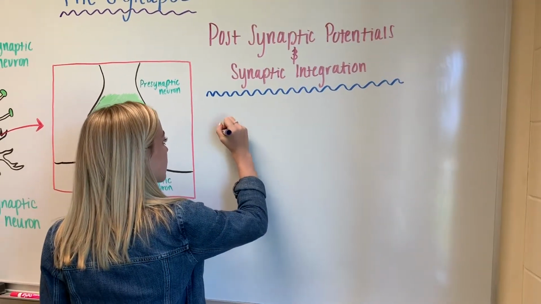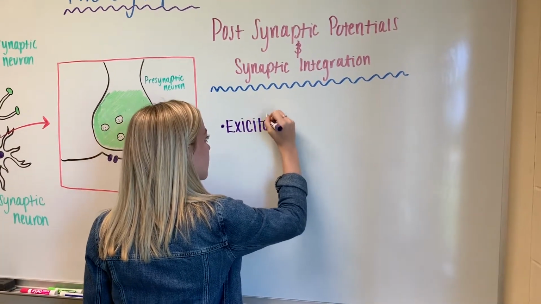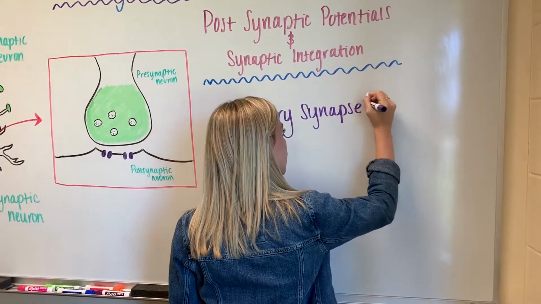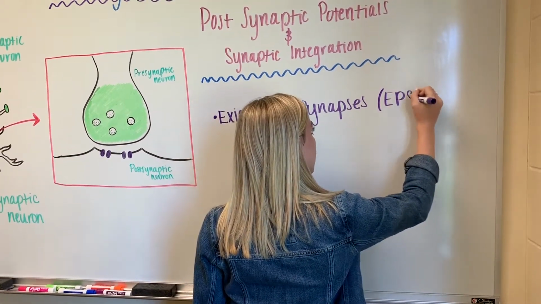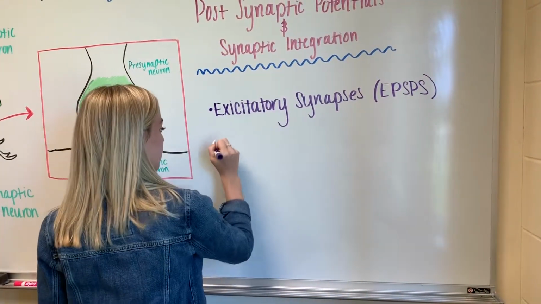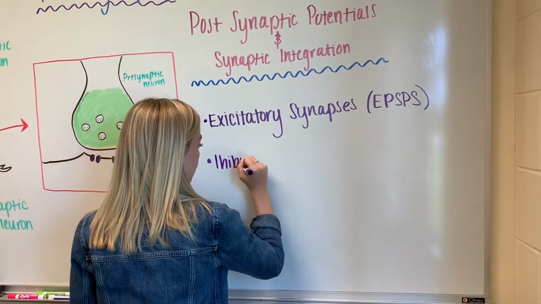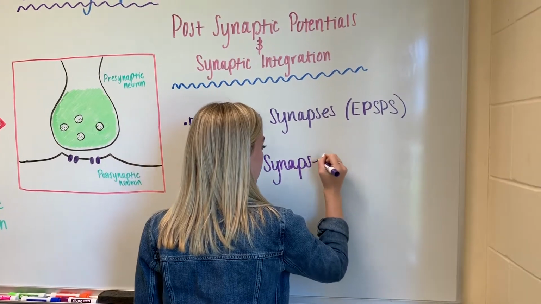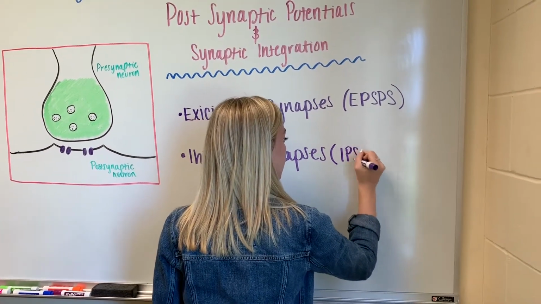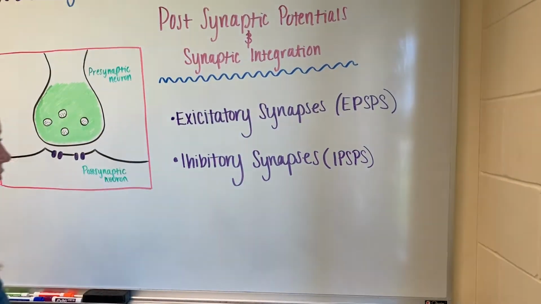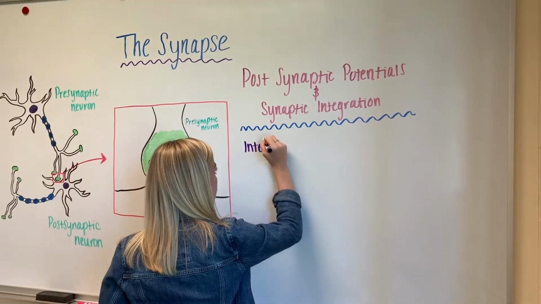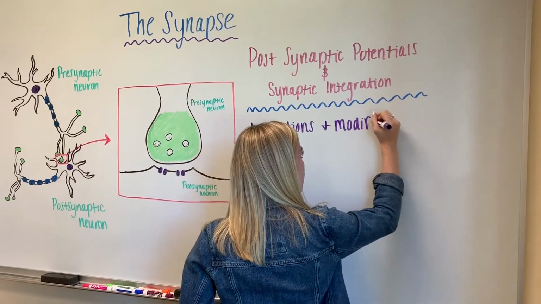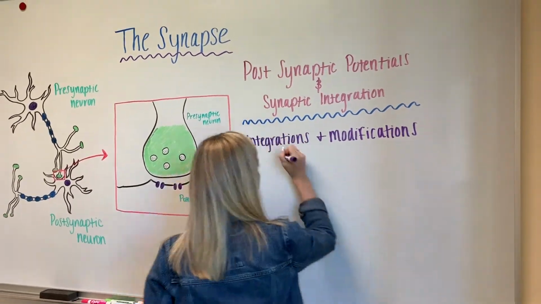Next, we will discuss the postsynaptic potentials and synaptic integration. With postsynaptic potentials, we have two different kinds. These include excitatory synapses, or EPSPs, and inhibitory synapses, or IPSPs. Excitatory synapses depolarize the axon hillock and make it more likely to fire the action potential. Inhibitory synapses hyperpolarize the axon hillock and make it less likely to fire an action potential.